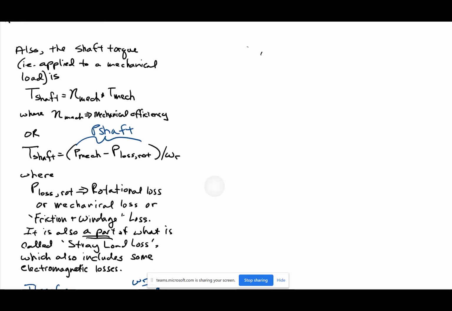Now, what about the shaft torque? Here's another way to get shaft torque. So I already said it's this, right? Take the Tmech, multiply it times that efficiency. You could also say, here's a shaft power, which is the difference between P mechanical and P rotational loss. And we're going to do a couple practice problems with this with DC machines, looking at it this way in the next module.